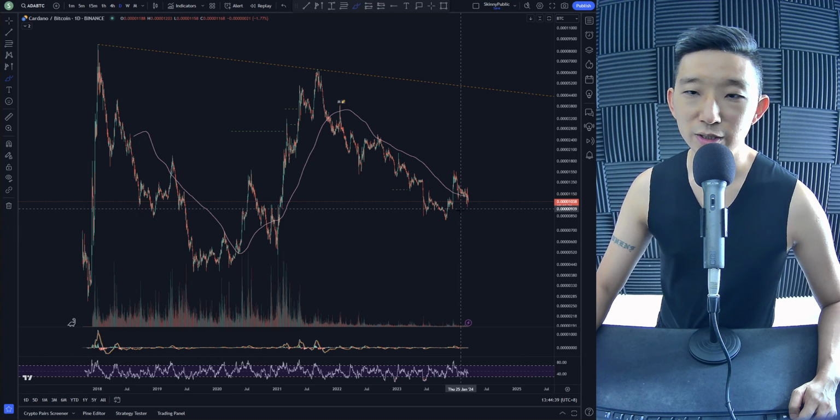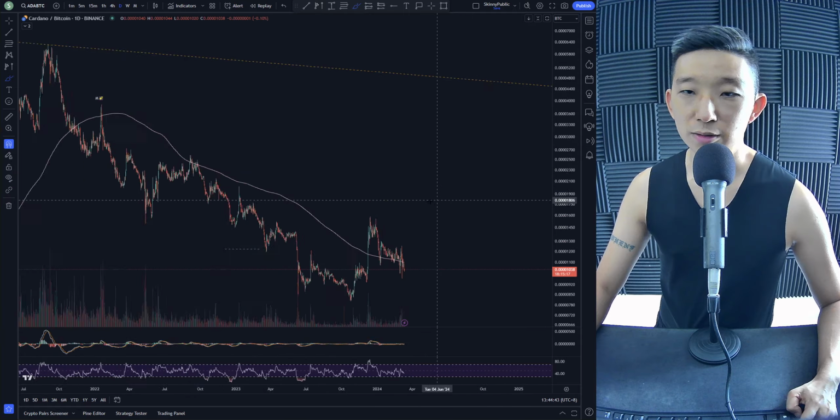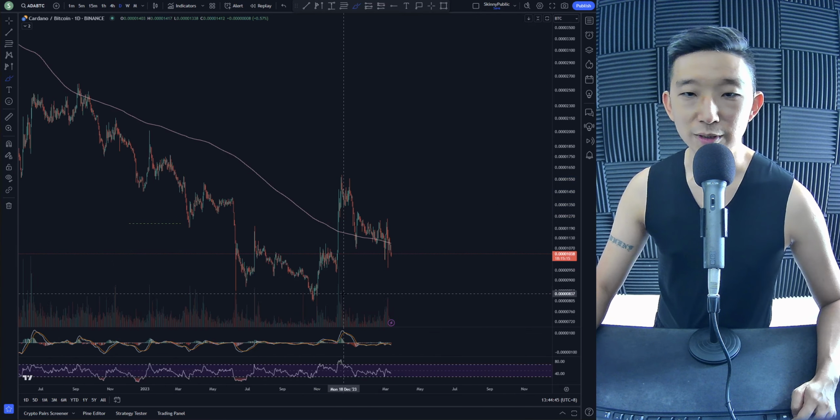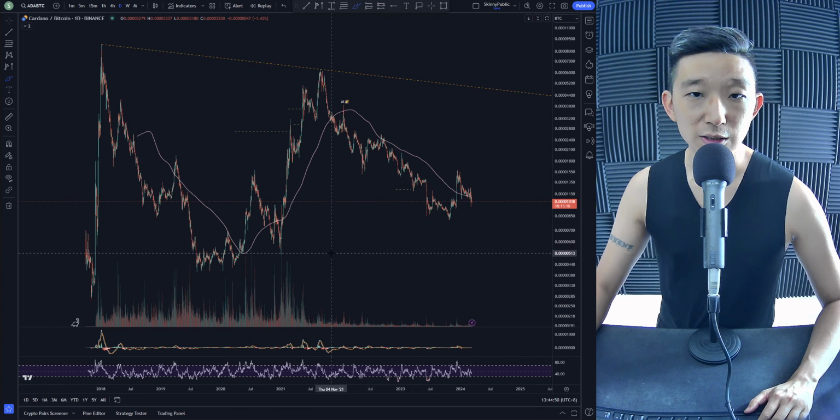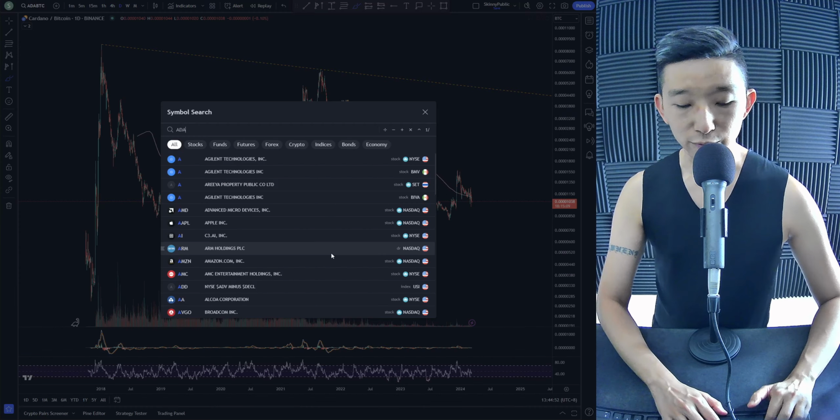We didn't really truly break the skinny pink line. This is not exactly a true break. We came back down. So there is danger that we could still hit lower for ADA BTC. So be very, very careful.